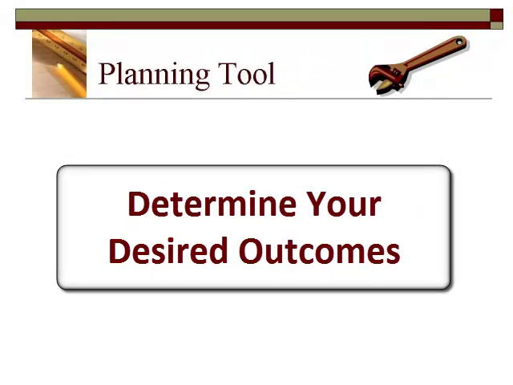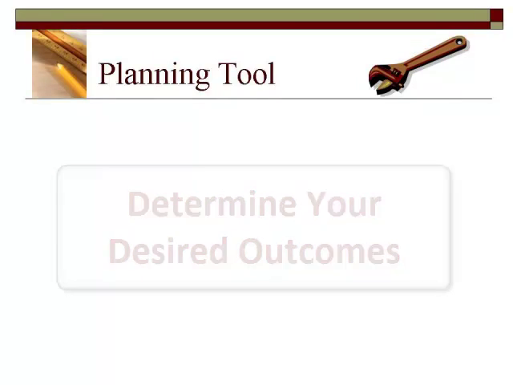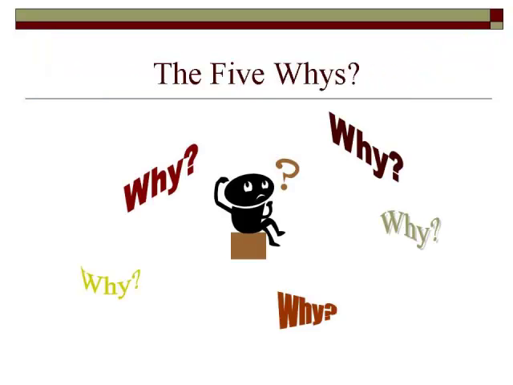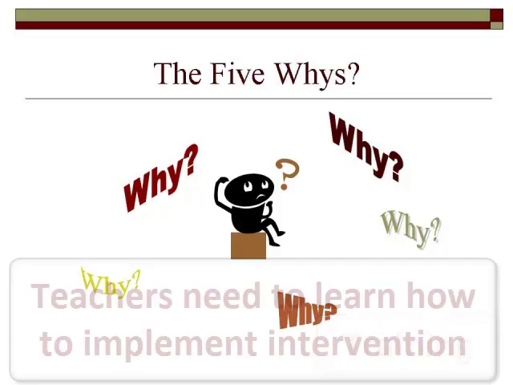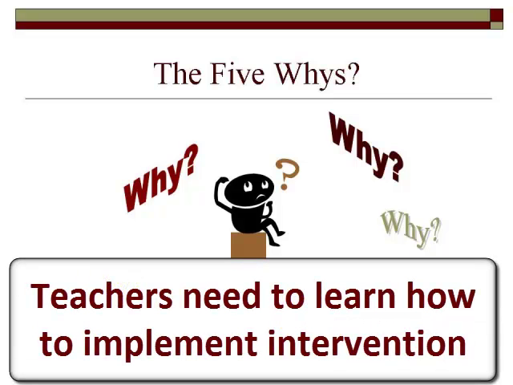Next, you'll want to determine your short, intermediate, and long-term goals. Quality tools such as the 5 whys and the bone diagram may be utilized to determine desired outcomes. The 5 whys is simply a technique whereby you continue to ask the question why until you uncover your true need and desired outcome. For example, if you decide your need is to conduct training, ask why. You might say, teachers don't know how to implement an intervention.